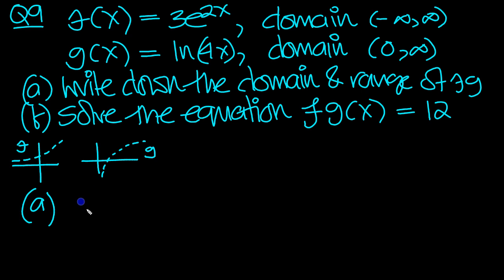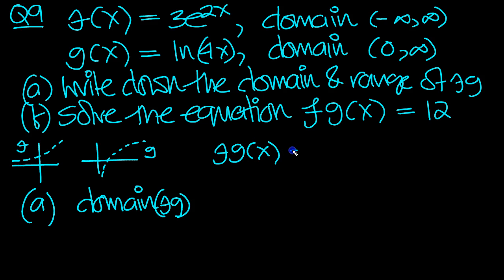Now with those thoughts in mind, we should be able to write down the domain and range of f of g. So the domain of f of g: because f of g of x is equal to f of g of x, the domain of f of g is simply the domain of g of x, isn't it? And g of x has domain 0 to infinity.